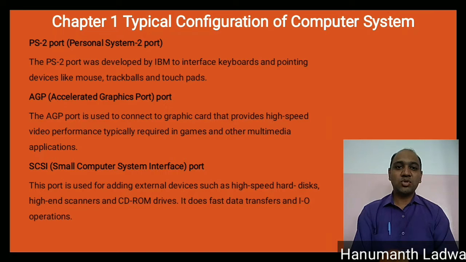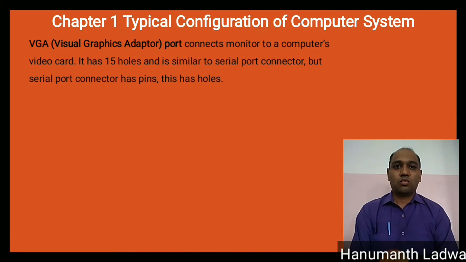Let us continue with SCSI, that is Small Computer System Interface Port. This port is used for adding external devices such as high-speed hard disks, high-end scanners and CD-ROM drives. It does fast data transfer and input-output operations. VGA, Visual Graphics Adapter Port, connects monitor to a computer's video card. It has 15 holes and is similar to serial port. But serial port connector has pins, this has holes.